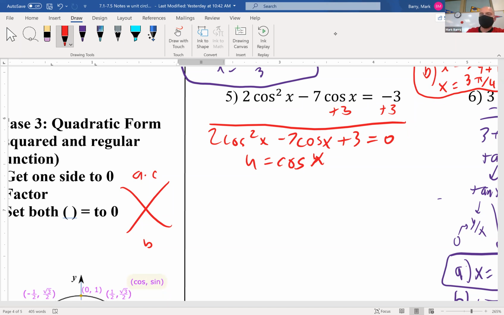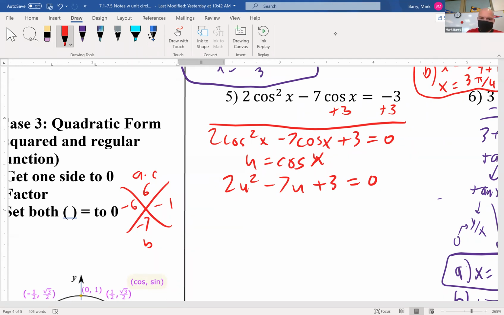So if I let u equal cosine x, then we can rewrite this as 2u squared, since it was cosine squared, minus 7u plus 3. When you look at it like that, I feel like it makes it a little bit more approachable when it comes to the factoring, correct? All right, so let's go to the x now. A times c is 6 and b is -7. So we have to think of two numbers that multiply to 6 and add to -7. In my mind, that would have to be -6 and -1, correct?